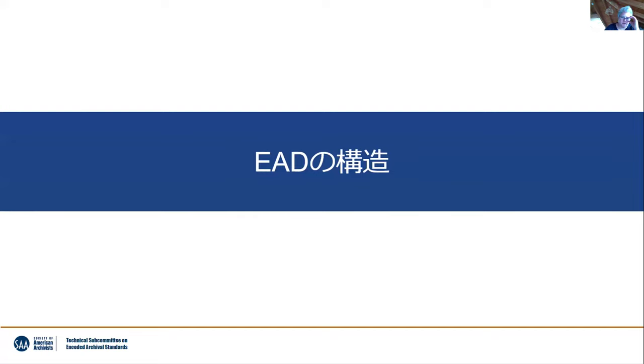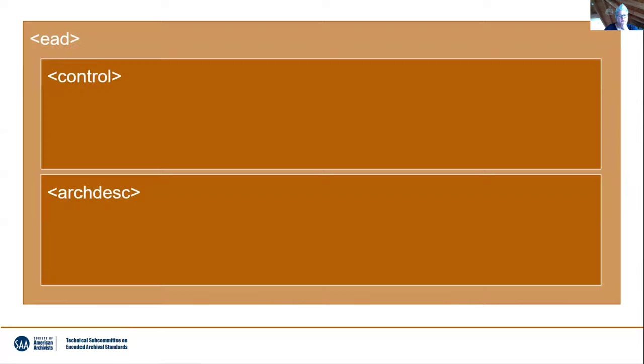Starting with the general structure of EAD, if we go to the next slide, this is a visualization that I will use throughout the next few slides, and you will see it consistently throughout the remainder of the presentation. When we are talking about EAD or XML, you can think of it like boxes and boxes and boxes, or Russian dolls: a little doll and a bigger doll and a bigger doll. That maybe makes it a little easier to compartmentalize where specific pieces of information go. The main structure of EAD consists of two main elements: the control section and the archival description section, or archdesc. Go to the next slide, please.